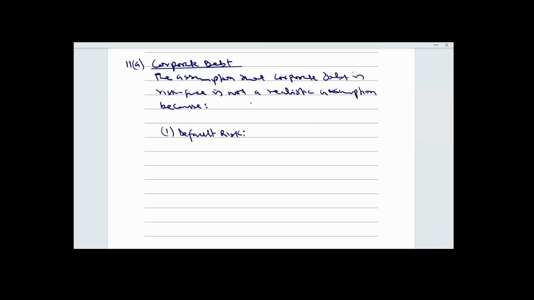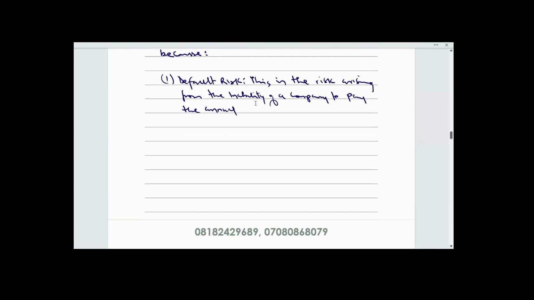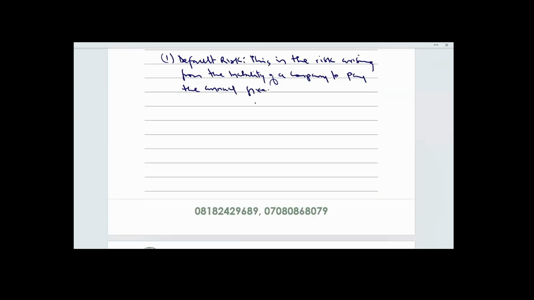Let me put it down. This is the risk arising from the inability of a company to pay the annual fixed interest and the principal. Okay, that's what is called default.